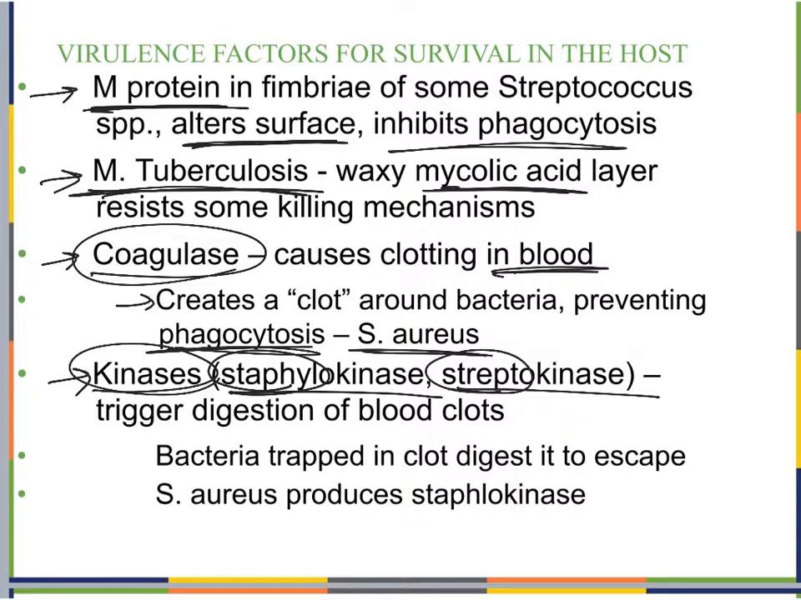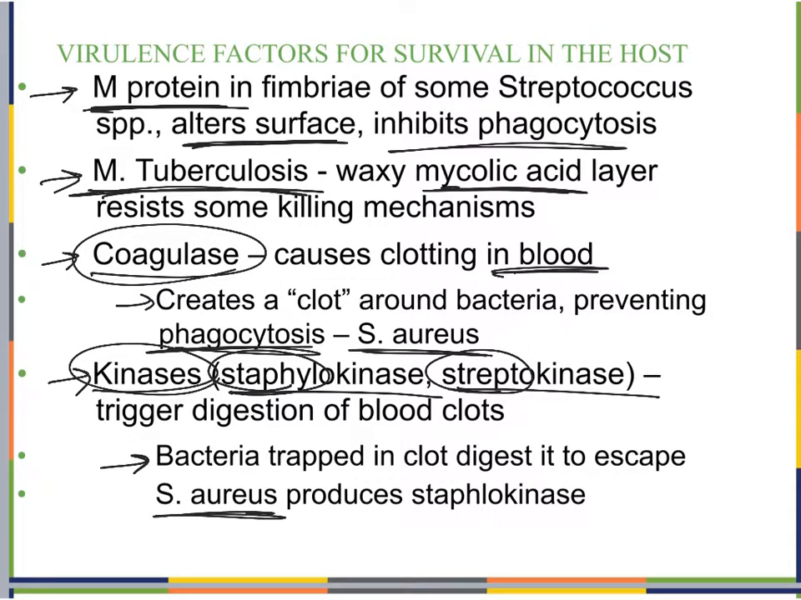Also, this is useful even separate from coagulase. So even if a cell doesn't actually produce coagulase, it can still produce some kinases, and this is useful for those bacteria if they do get trapped in a clot. So for example, if we get a cut in our body, and then that's how the bacteria gets into our body, as our body is going through the process of clotting to protect that area, prevent blood loss and all of those things, a bacteria might get stuck in that clot. But if it can produce one of these kinases, then it can eat away that blood clot and escape and then get back into the body, or get into the body to start with.